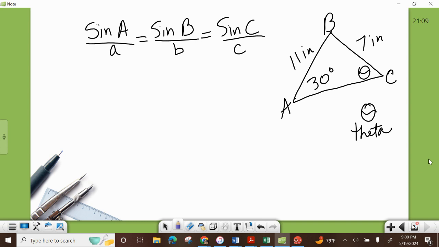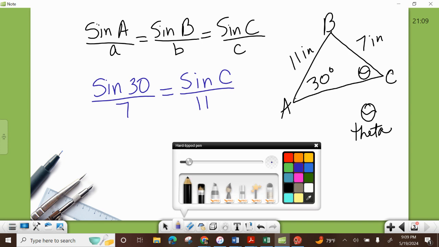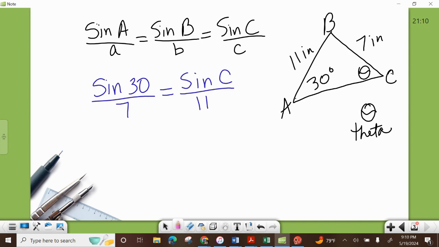So again, I'm using C and A. It doesn't matter. So I'm going to go sine of 30, which is my A angle, over 7 is equal to sine of C, because I don't know C, over 11. So I'm going to have to figure out what angle C actually is. Once again, we've got a proportion, so we cross multiply. Do this one first. So I have 11 times the sine of 30.